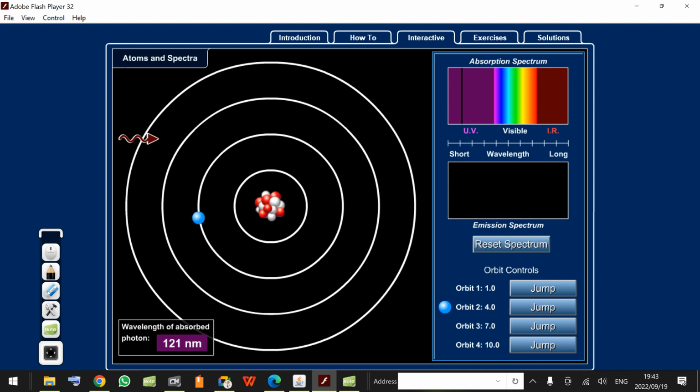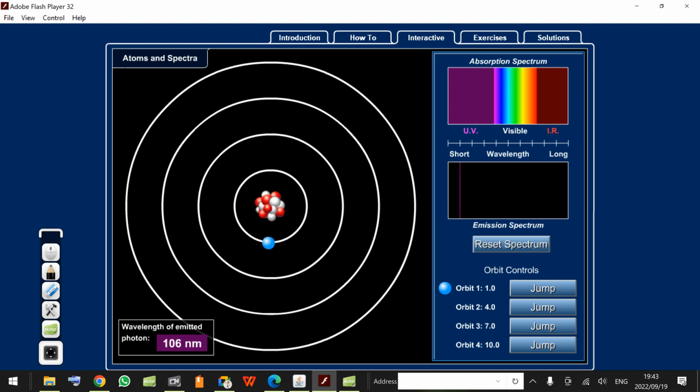Let's make it jump again. Do you see that? So immediately it absorbs the photon. Let me reset. There's something I want you to see. Check on the right side of your diagram. Those of you at home, on the right side, you would see where it says absorption spectrum. Do you see it's continuous? There are no black lines. Okay?